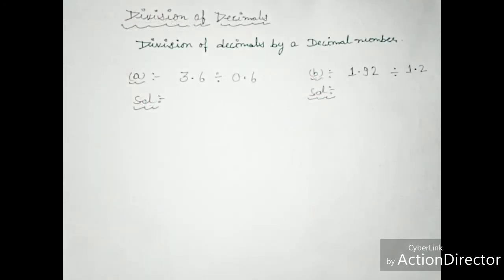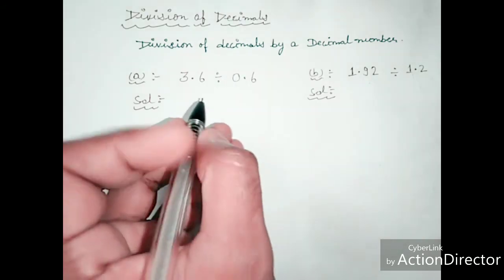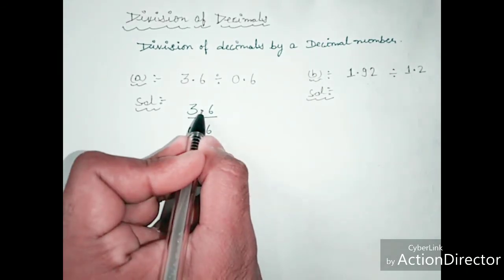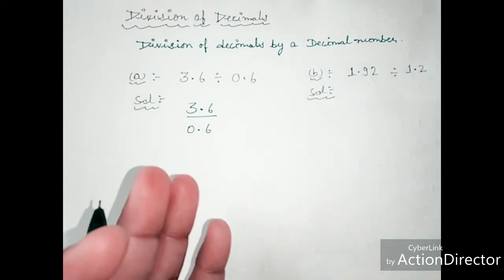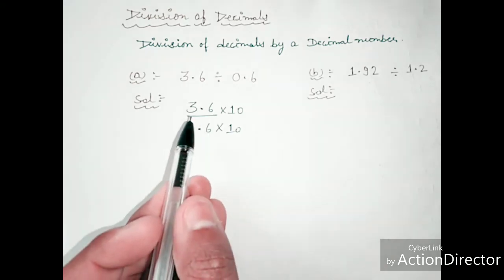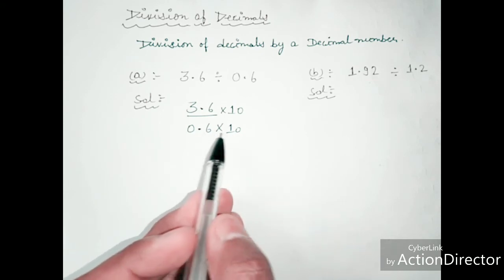Now students, here we will learn about division of a decimal number by a decimal number. Example number A, 3.6 divided by 0.6. Now first we write in fraction form 3.6 upon 0.6. So here first we give priority to removing the decimal in the denominator. We make the denominator a whole number, so multiply by 10, 100, 1000, whichever is suitable for the number.